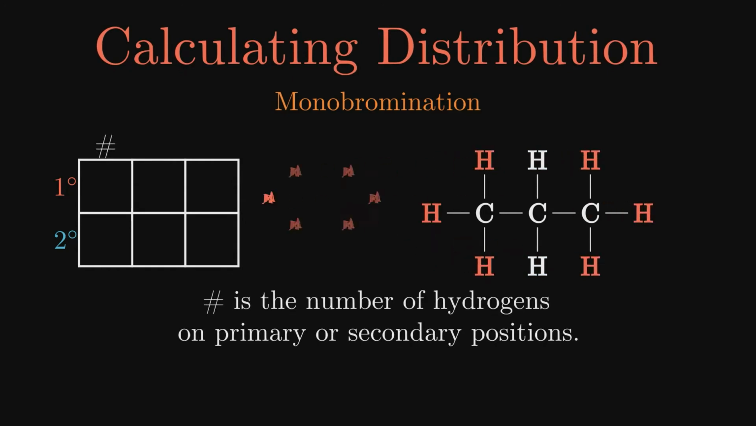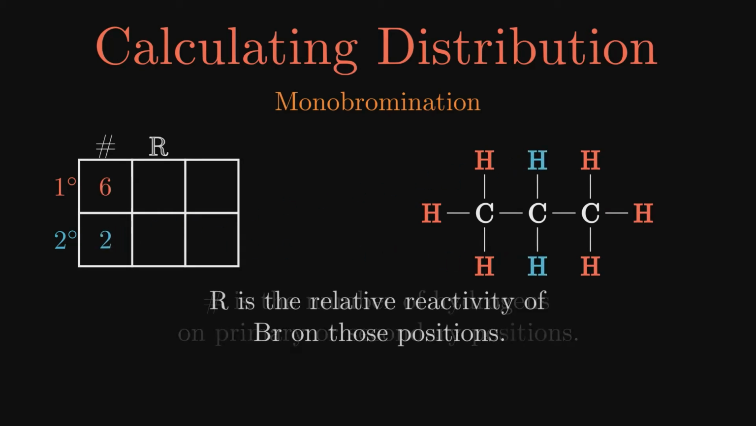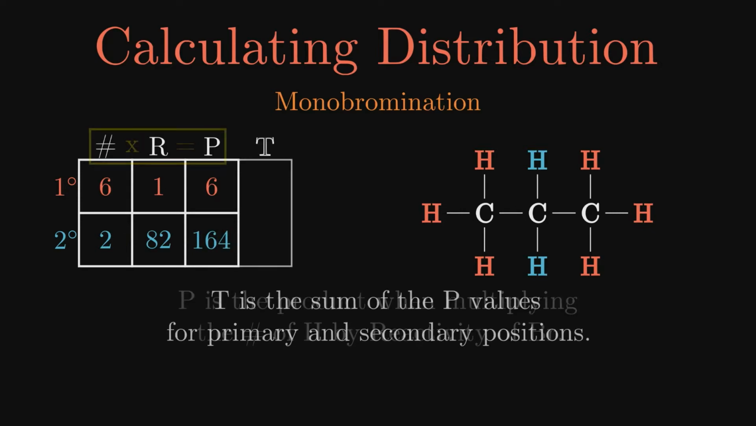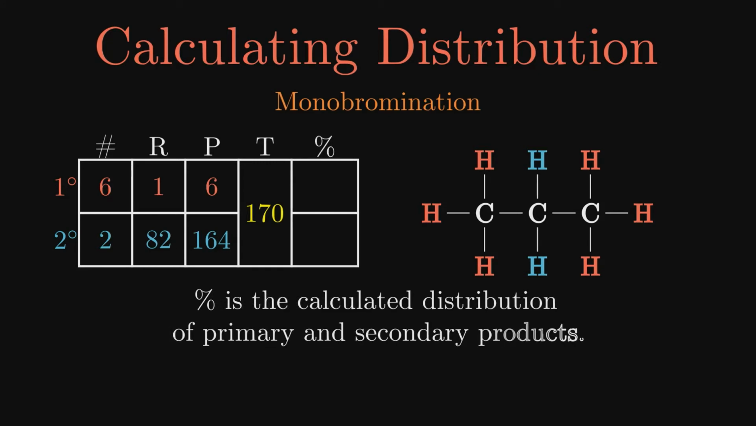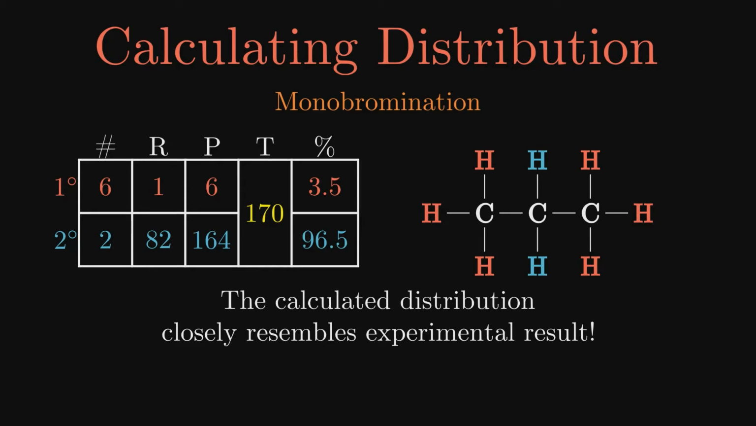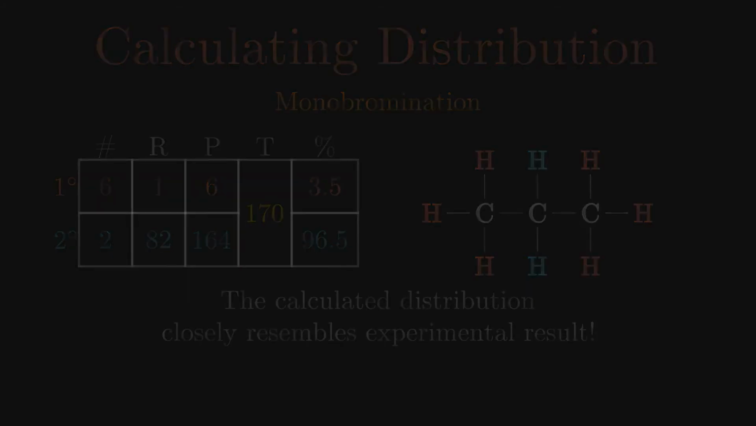So we already know this part. There are 6 primary hydrogens on propane and 2 secondary hydrogens. Bromine's reactivity on primary positions is considered 1, while that of secondary positions is 82 times higher. If we multiply the number of hydrogens by the reactivity, we will get a product of 6 for primary and 164 for secondary. Adding those together gives us a relative total of 170. The 6 primary hydrogens account for 6 of that total of 170, or 3.5%, while the secondary is the remaining 164 over 170, or 96.5%, and this again closely aligns with experimental results.